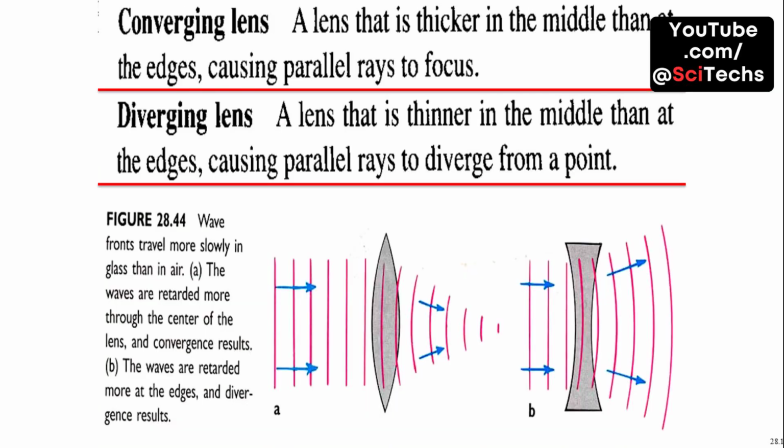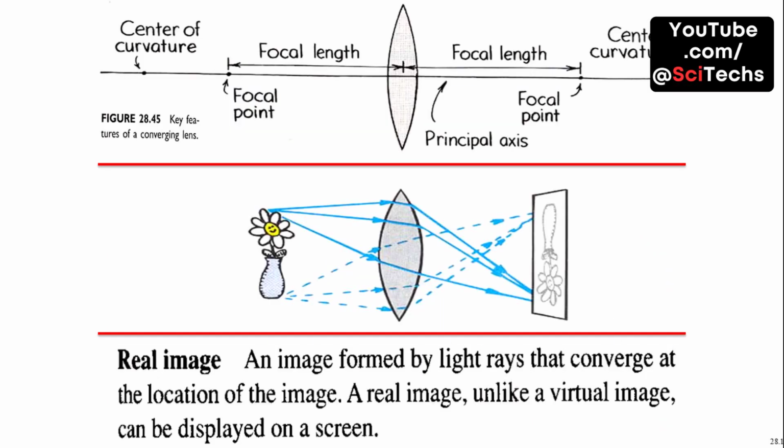A converging lens is thicker in the middle than at the edges, causing parallel light rays to focus at a point. This type of lens is used in devices like magnifying glasses and cameras to focus light. A diverging lens is thinner in the middle than at the edges, causing parallel light rays to spread out. This type of lens is used in applications like eyeglasses for correcting nearsightedness.